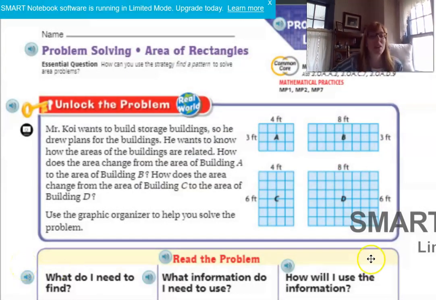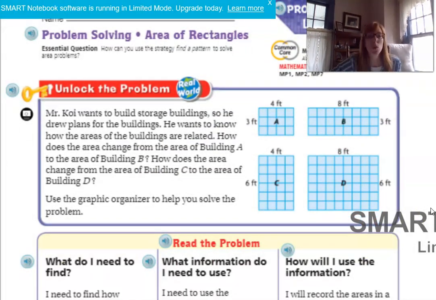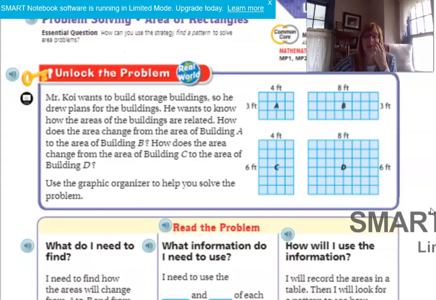Okay. So here's what we're going to do. We are going to look at finding a pattern. So we've been talking about patterns all year. So when I'm reading this story, I want you to look at these pictures as I'm reading and see if you can see a pattern taking shape, okay?